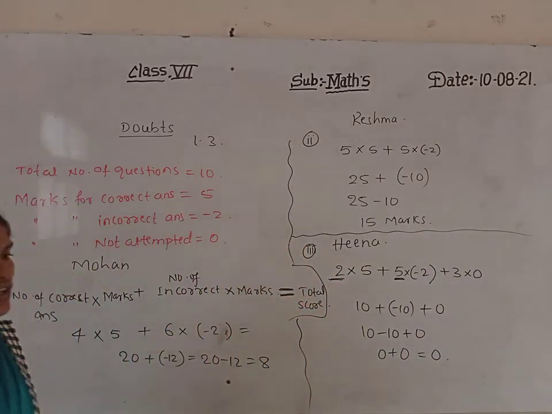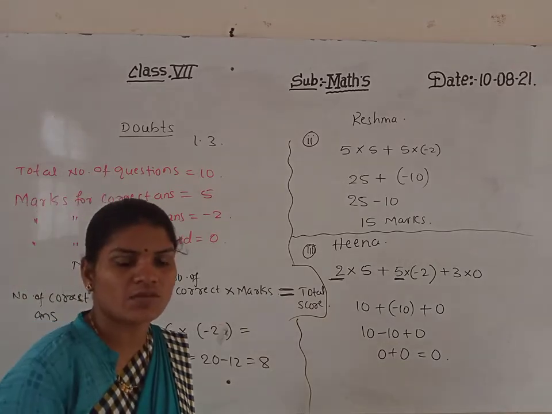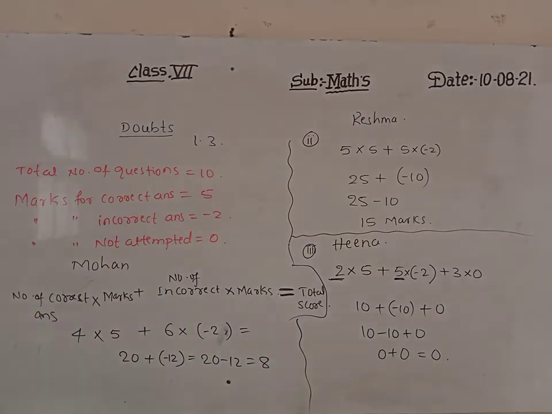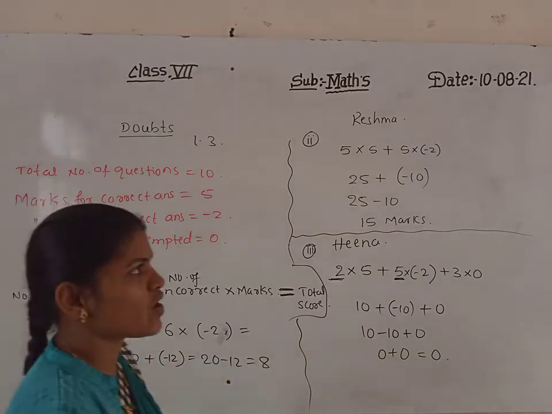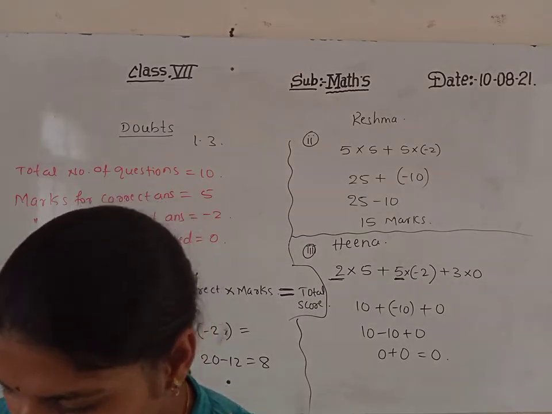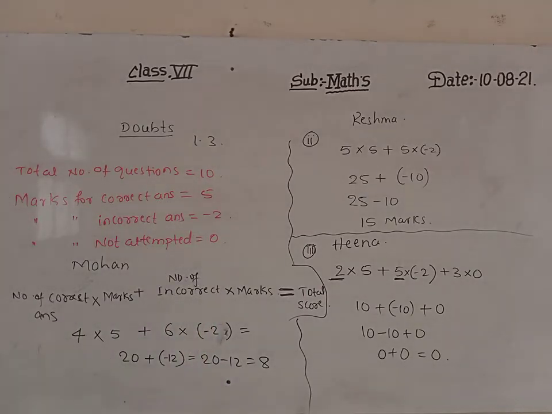So what is the score of Hina? 0 itself. What is the score of Hina? 0 itself. So this is your question number 5th as well as 7th in the exercise 1.3. Is it clear to everyone? Okay dear students, let's take this answer. Then we will go to our fraction as well as decimal chapter.